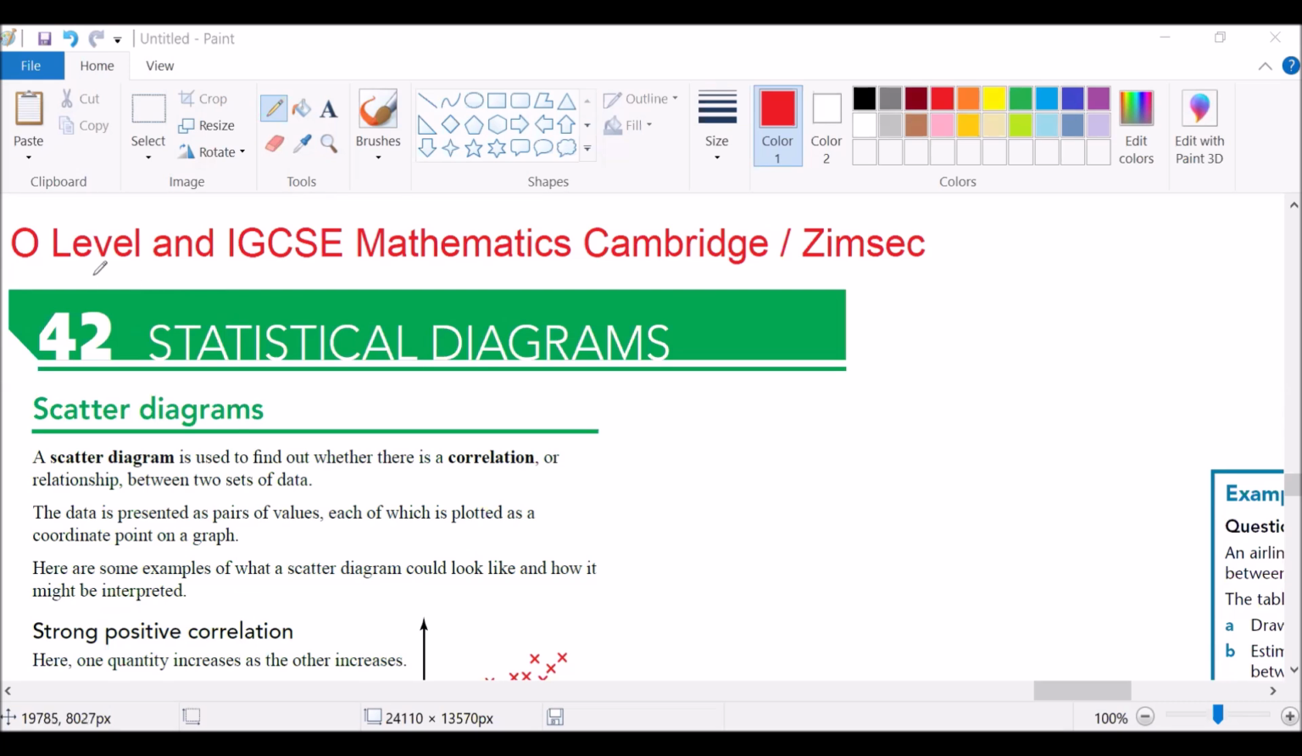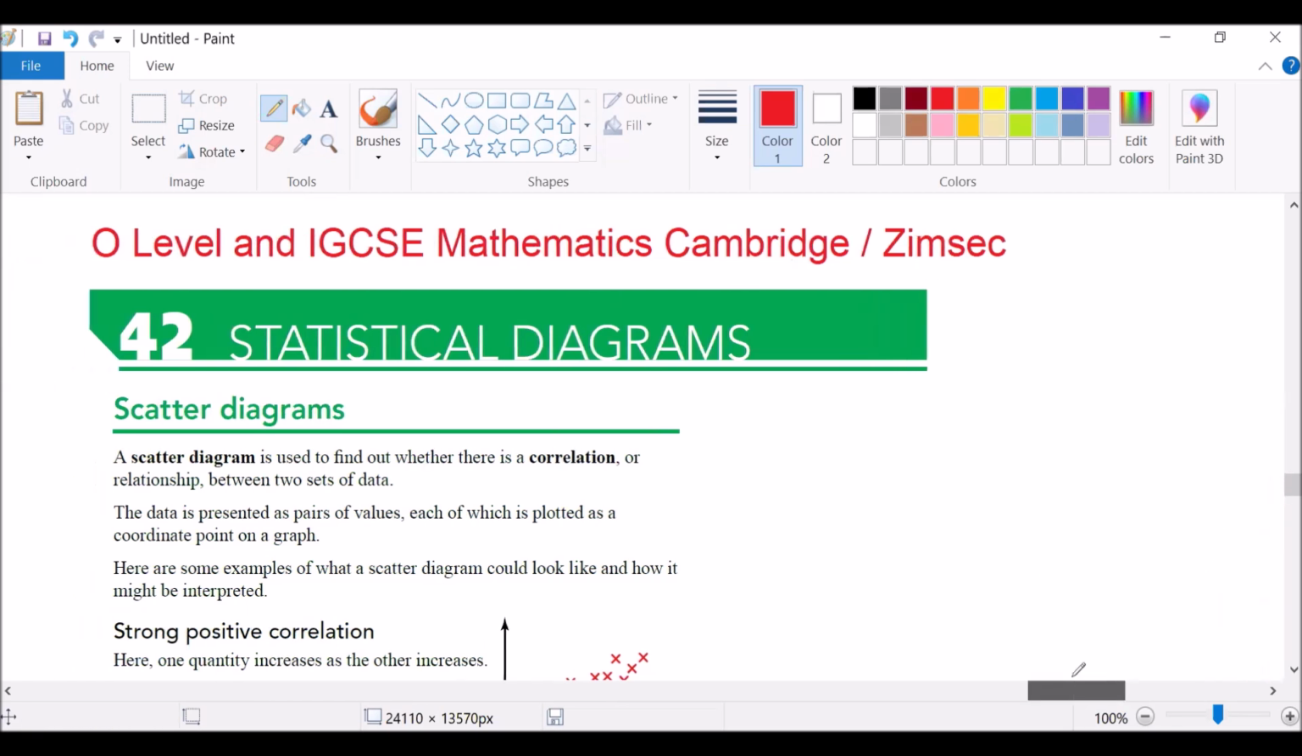We continue with O-Level and IGCSE Mathematics for Cambridge and ZIMSEC on the topic of statistical diagrams. Let's look at scatter diagrams. A scatter diagram is used to find out whether there is a correlation or a relationship between two sets of data. The data is presented as pairs of values with an X and a Y coordinate, each of which is plotted as a coordinate point on a graph.